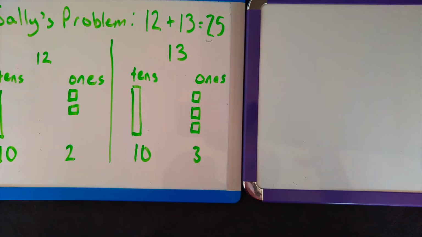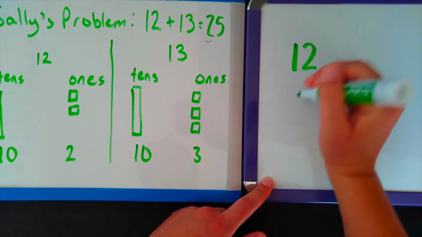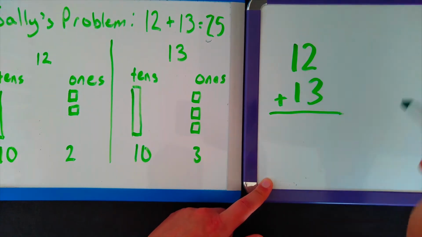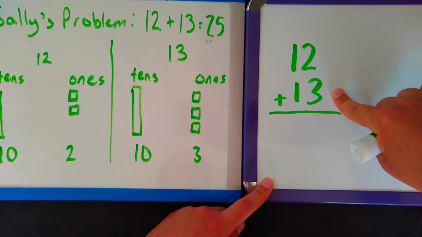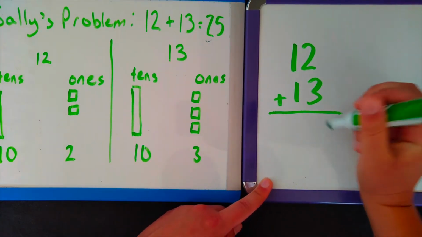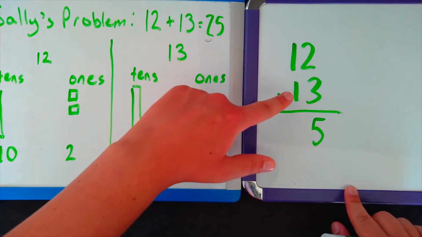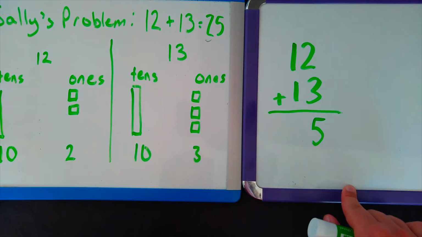Great job. Another way to set up this problem would be to do it vertically, which would look like this, where we set up 12 plus 13 right on top of each other. In this format, we would look at the 1's place and add those two numbers together. So 2 plus 3 would be 5. And then we add our 10's place together. So we have 1 plus 1, which is 2.